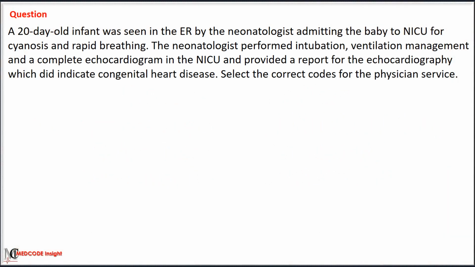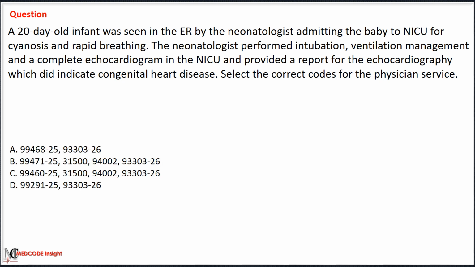A 20-day-old infant was seen in the emergency room by the neonatologist, admitting the baby to the neonatal intensive care unit for cyanosis and rapid breathing. The neonatologist performed intubation, ventilation management, and complete echocardiogram in the neonatal intensive care unit and provided a report for the echocardiography, which did indicate congenital heart disease. Select the correct code for the physician service.